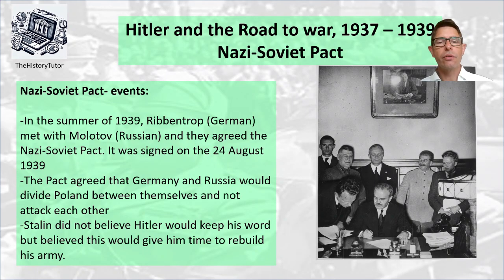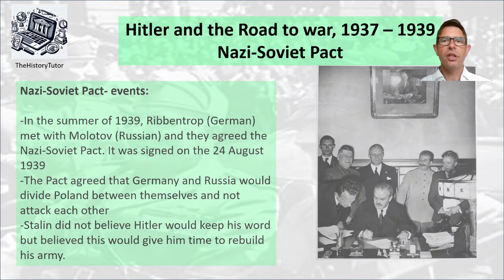It was signed on 24th of August 1939. The pact agreed that Germany and Russia would divide Poland between them and not attack each other. Stalin did not believe Hitler would keep his word. Obviously, he was a realist as well. This would give him time to rebuild and give him a buffer zone against a future attack by the Germans.